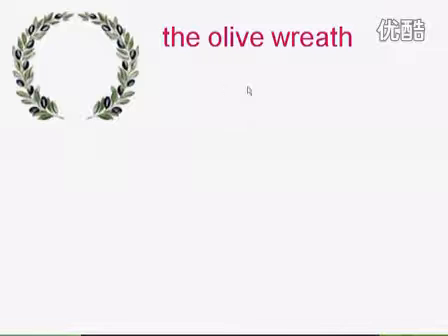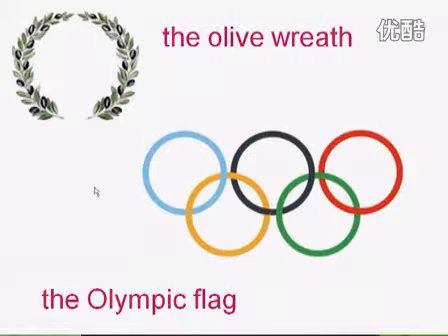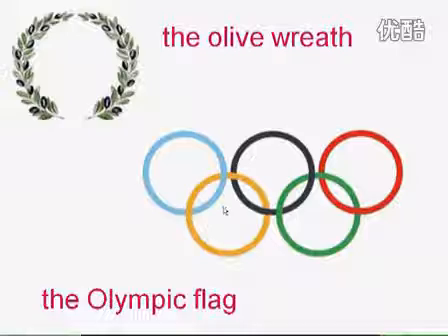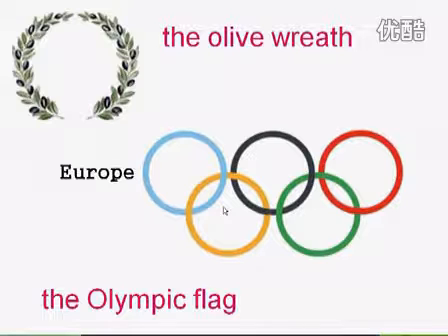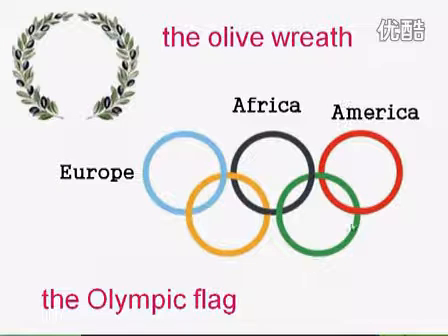Well, let's move to the third one. What is it? It's called olive wreath. The olive wreath. 橄榄枝. Well, that's the Olympic flag. 奥运国旗. Now, do you have the background knowledge? Different colors represent different continents. Let's have a look at the blue one. The blue one represents Europe. The one in the middle, the black one, represents Africa. The one in red represents America.